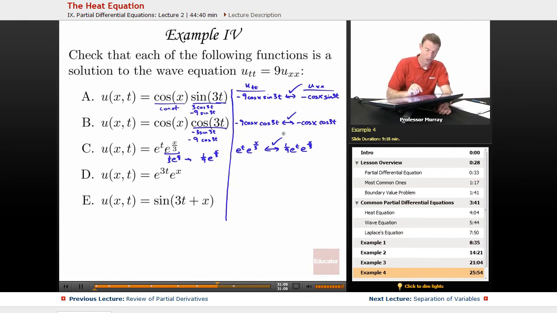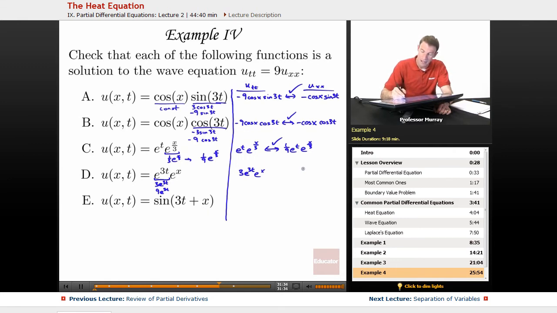Let's try that again with the fourth function. u of xt is equal to e to the 3t times e to the x. So u sub tt means e to the x is going to be a constant. For e to the 3t, the first derivative is 3e to the 3t, and the second derivative is 9e to the 3t. So we get 9e to the 3t times e to the x.